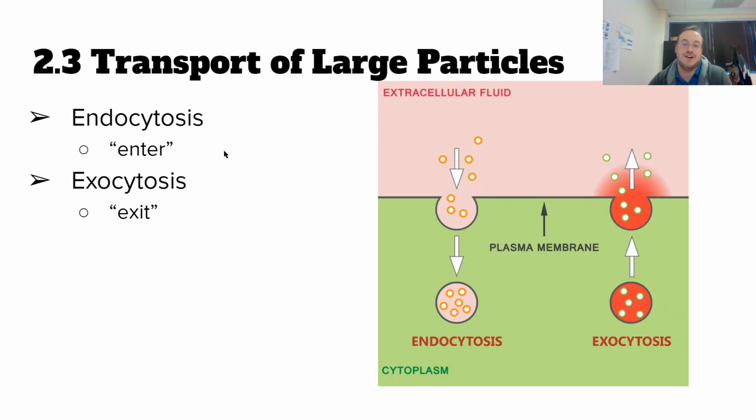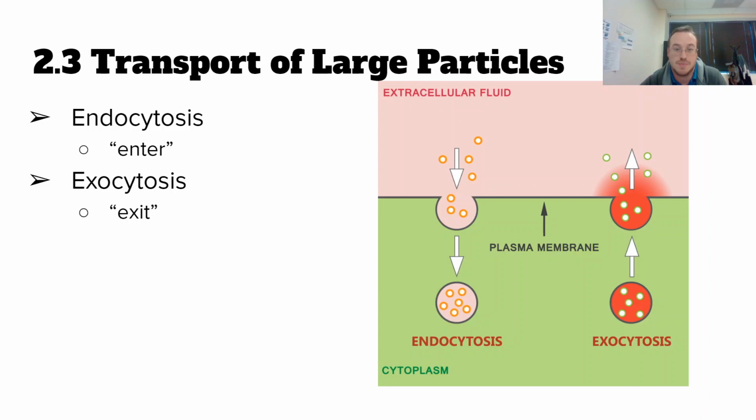If this is a very large particle and it's not going to fit into one of those pores, we're going to have either endocytosis or exocytosis involved in getting it across a plasma membrane. So these are very big particles. Endocytosis sounds like enter. That's exactly what it is. The cell membrane itself absorbs the particles and then pulls them into the inside of the cell as a vesicle.